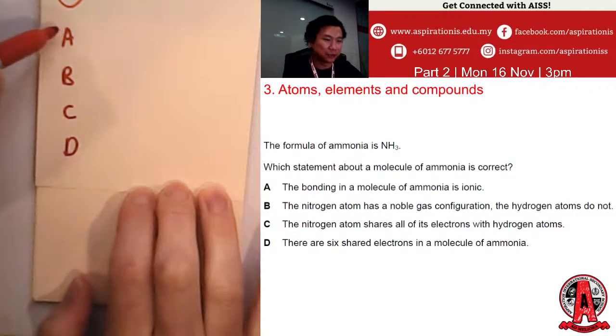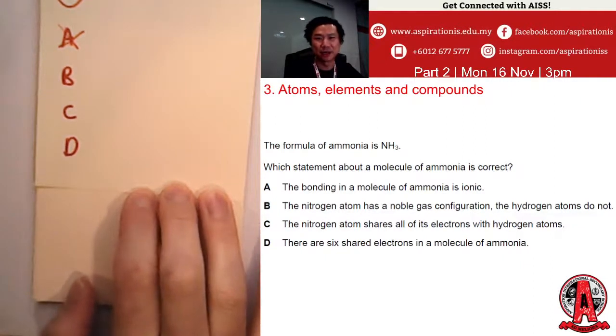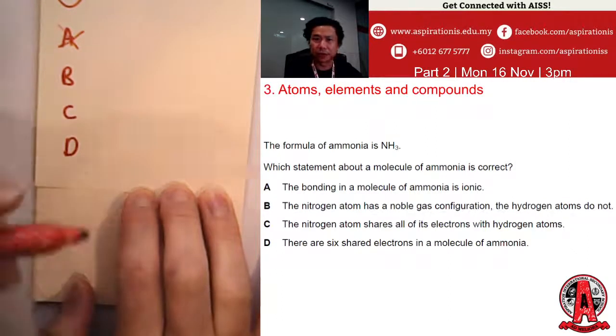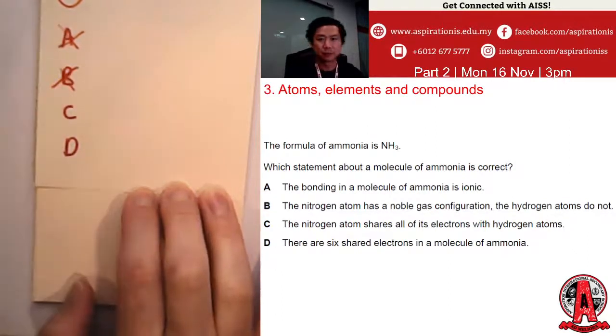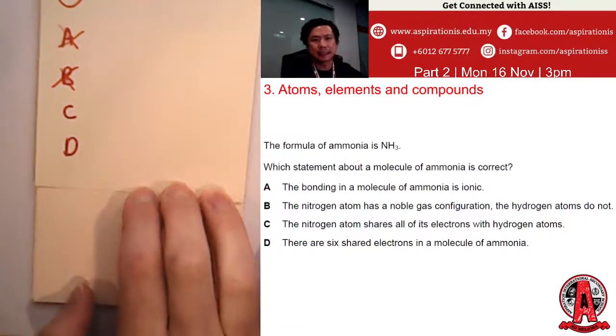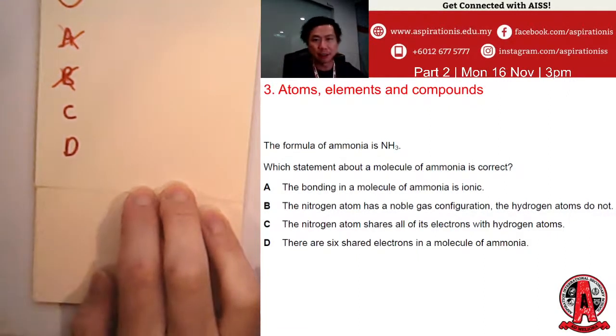It's not ionic, so it's wrong. Oopsie. Ammonia is not ionic. Nitrogen atom has a noble gas configuration, but hydrogen atoms do not. It's pretty weird, because if you have noble gas configuration, what are you doing here in a reaction, right? So no. Okay, C. Nitrogen, so C and D is pretty close.